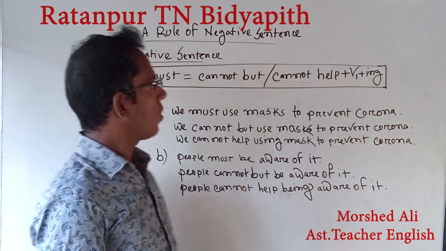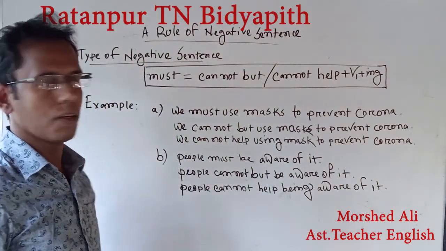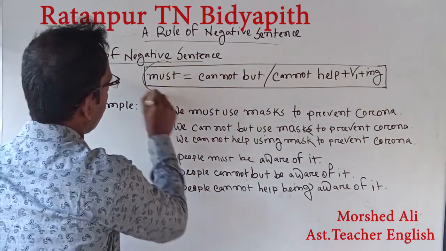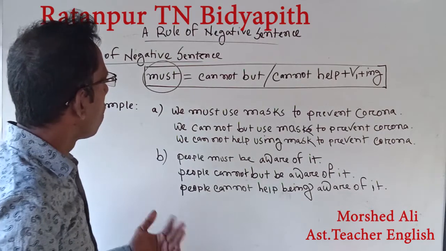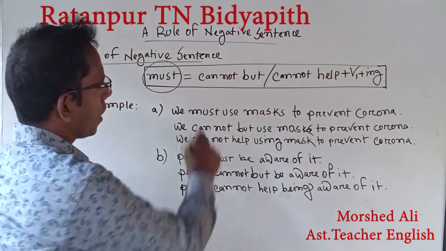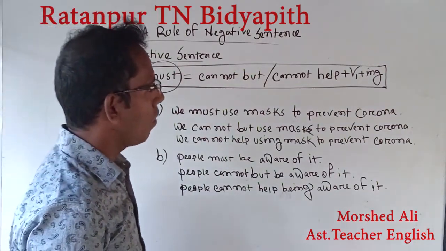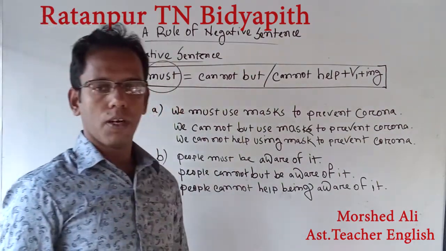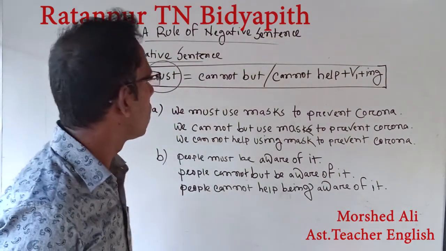Okay, dear learner, here I have written must. If you follow the whiteboard, you can clearly notice that must equals cannot but, or cannot help plus verb plus ing.